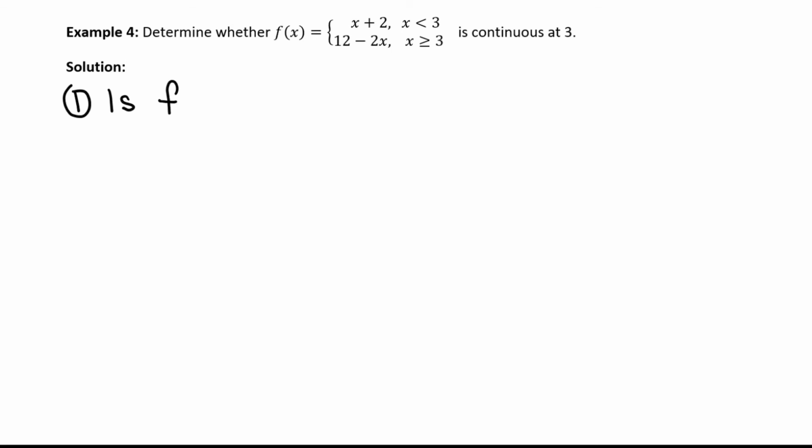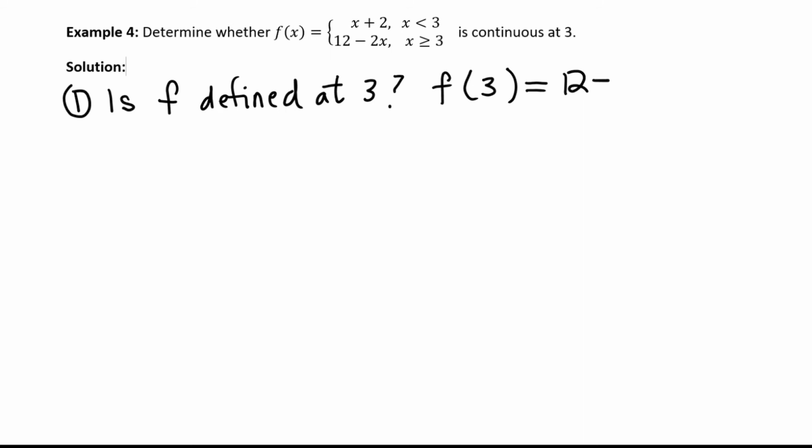Is f defined at 3? Let's compute. F of 3, the equal to or greater than tells us 3 is included in the second line, so we compute this at 12 minus 2 times where the x was, we put in 3. 2 times 3 is 6, so 12 minus 6 is 6. Yes, the function is defined at 3. Next question.